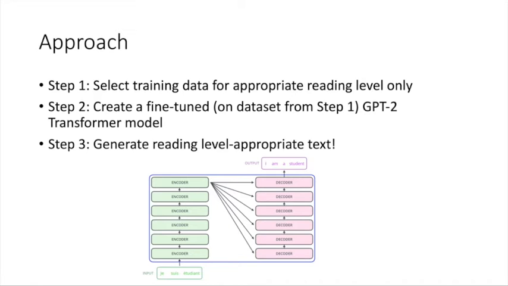Step two, I created a fine-tuned GPT-2 transformer model. Keyword here being fine-tuned. I was able to feed the data from step one, the data that is appropriate only for a certain reading level, to the GPT-2 transformer model and basically train my model to generate reading level appropriate text in step three.